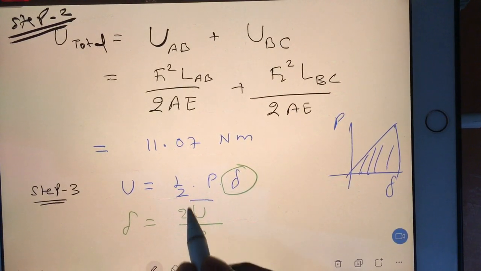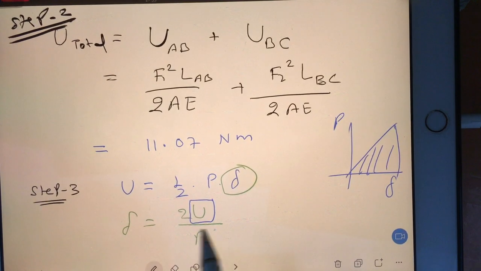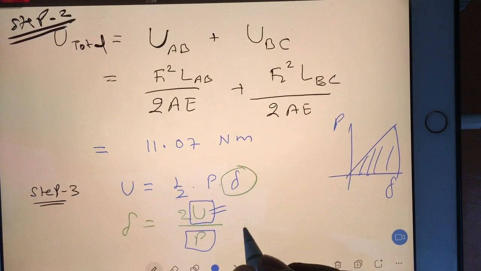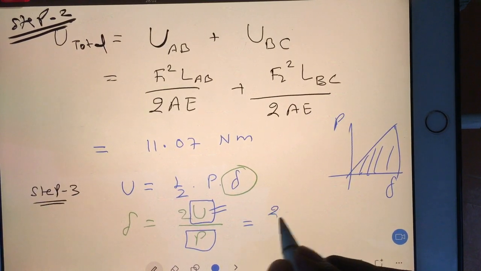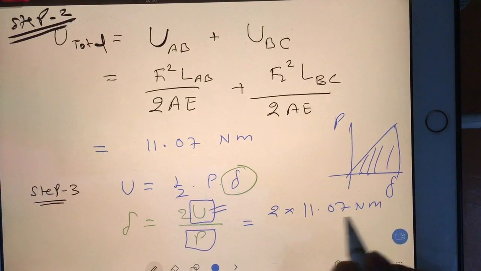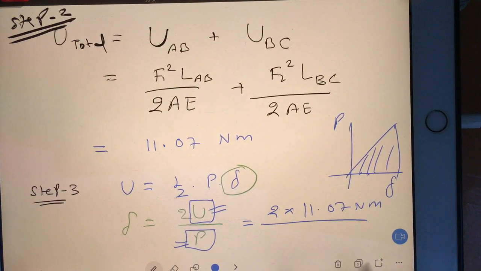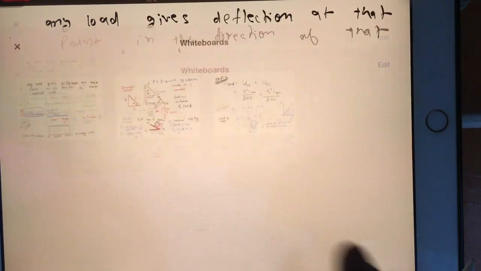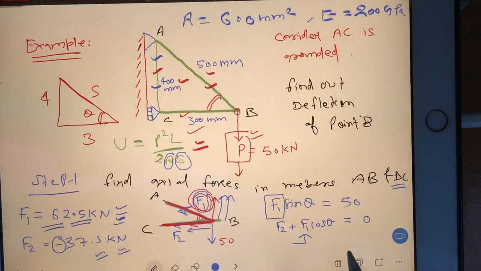So we know the total energy now, and we know how much load is acting. The strain energy we have already got, so that is 2 into 11.07 Newton meter divided by the load. What was the load value? Let me cross check. Load value was 50 kilonewton.